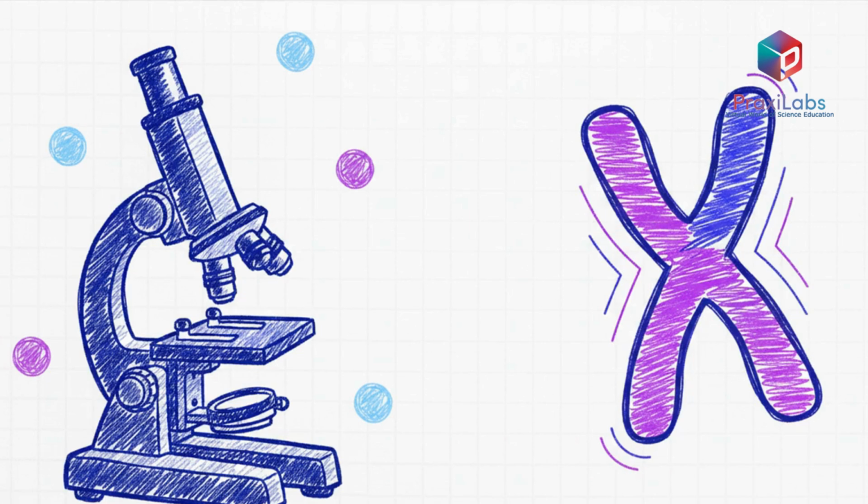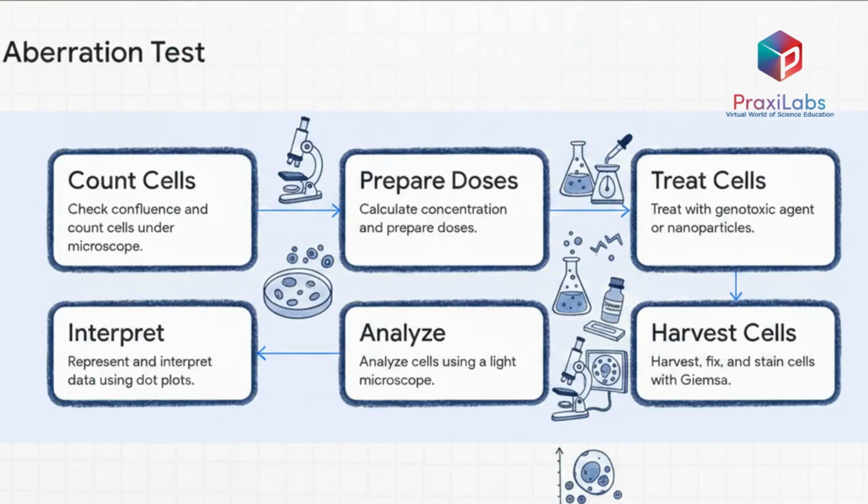Essentially, students are hunting for different classes of DNA damage during cell division, and they do this using a virtual light microscope. Just look at the rigorous steps a student has to execute here. First, they check the confluence and count cells under the microscope, then dilute them for a 24-well plate. Next, they actually have to calculate and prepare the chemical doses.